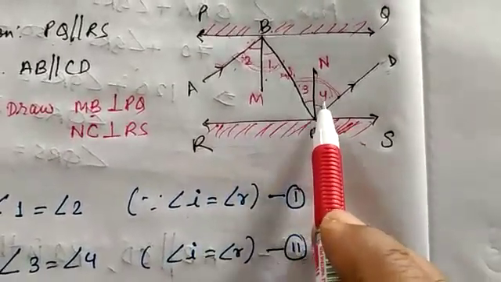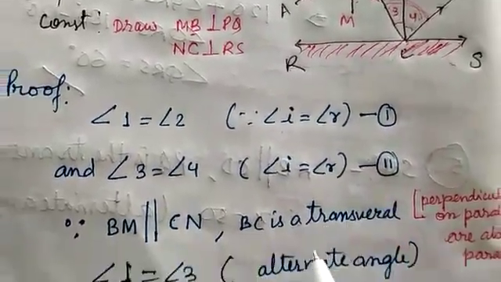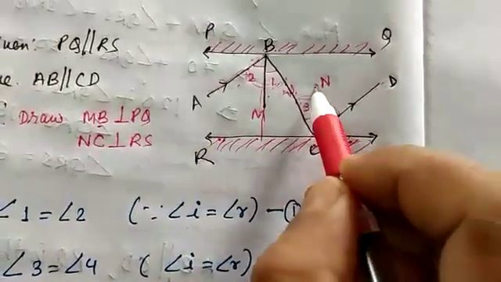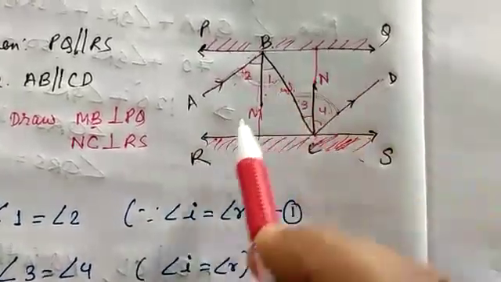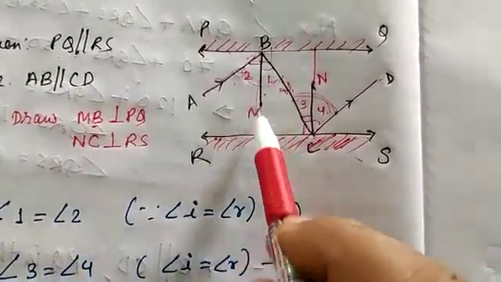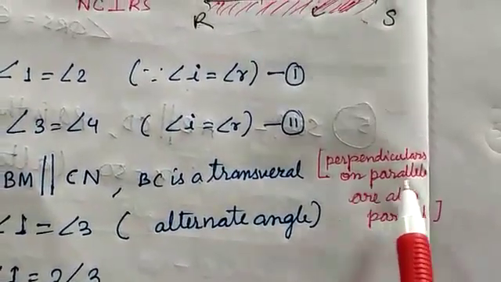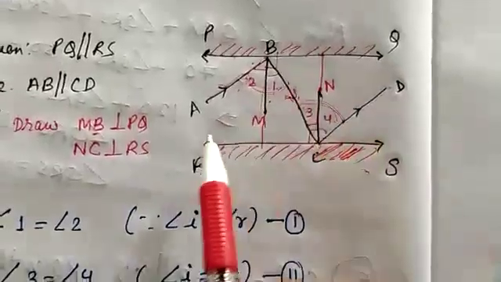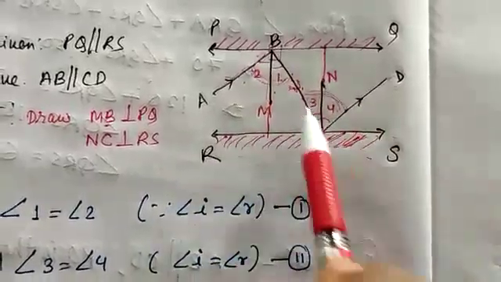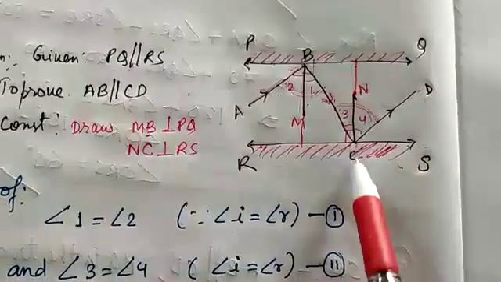And similarly, angle 3 will be equal to angle 4. Again, the angle of incidence is equal to the angle of reflection. So I marked number 1 and number 2. Next, if I produce this line up to here, and this one up to here, you can see these two lines are parallel, and this is perpendicular, this is also perpendicular. So ultimately these two lines are parallel to each other. That's why I wrote here, perpendiculars on parallel lines are also parallel. You see, these two are parallel lines and these are perpendicular. So when these two perpendiculars are drawn on two parallel lines, these two lines are also parallel. So I wrote BM is parallel to NC.